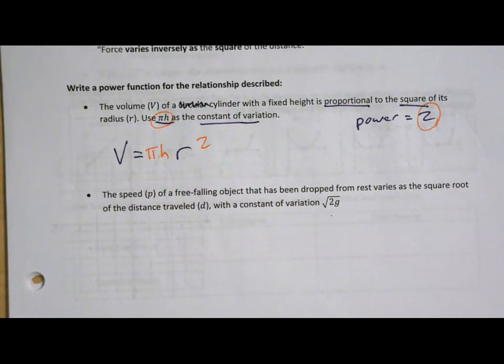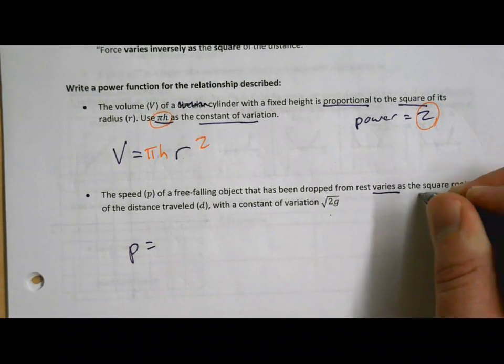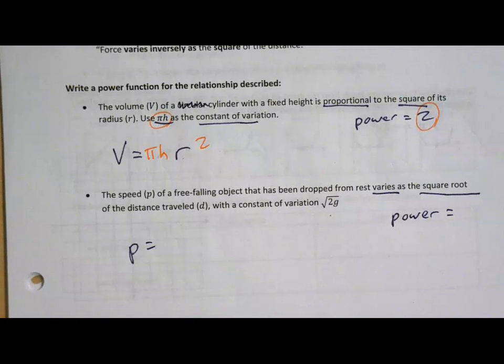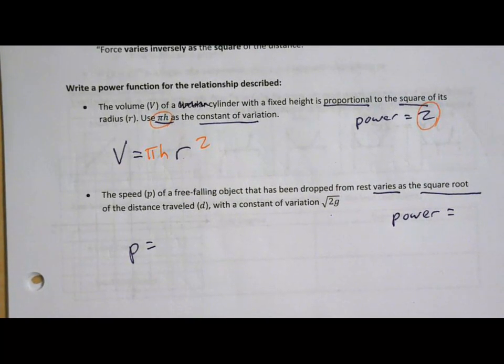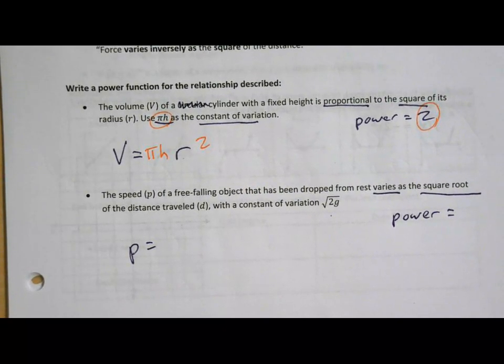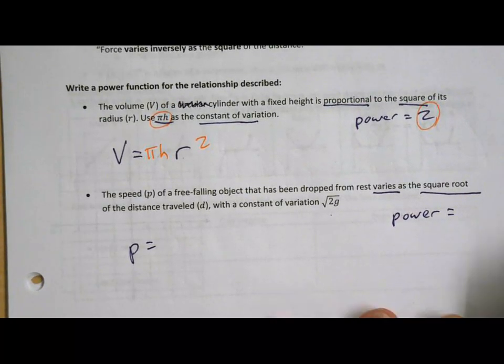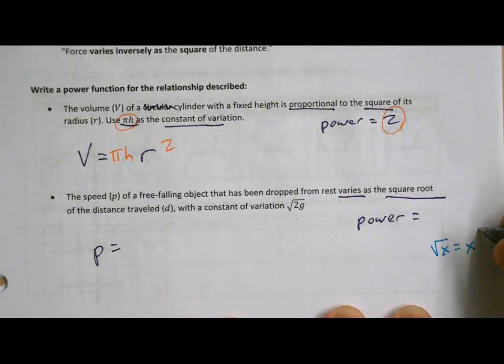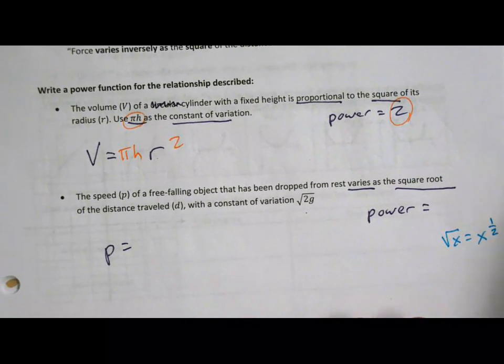Last one here, speed p of a free-falling object. So I'm going to write a p equals equation. It's been dropped from rest, varies as the square root. Varies as the square root. What's my power going to be for a square root? Say it a little bit louder. Good guess, not -2. -2 would be if it was inversely proportional to the square. What power do you put on something as a square root? The square root of x is the same as x to some power. What power is that? 1/2. So my power for a square root is going to be 1/2.